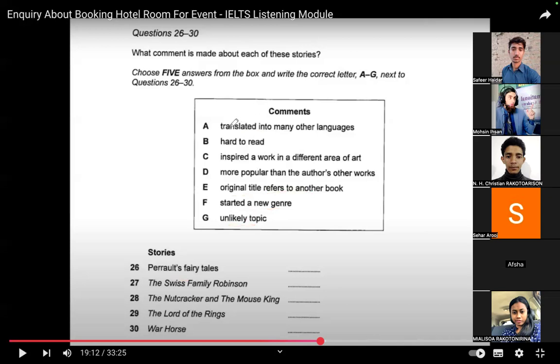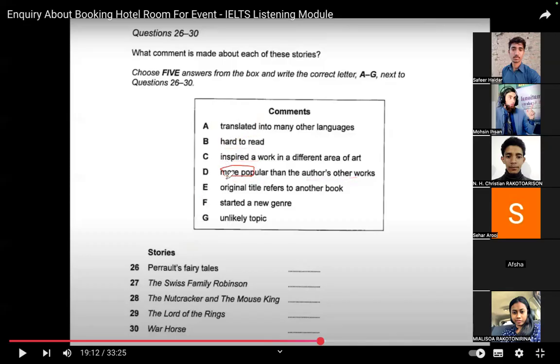Now, what do we have to do? We have to read it twice or thrice to only notice the main key words, right? Because if we focus on the listening concept of this point, meanwhile also focusing on here and here, it will be a little challenging. So for this reason, we have to keep the points in our mind. Translation is talked, shared here. Hard, difficulty is shared. Our translation difficulty, inspired a work in different area, inspiration is shared, translation difficulty, inspiration are more popular than the author's work or other author works.